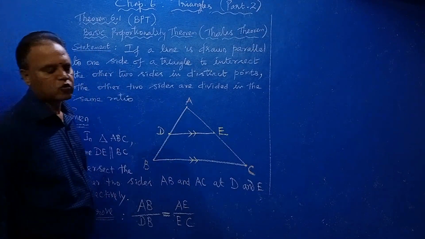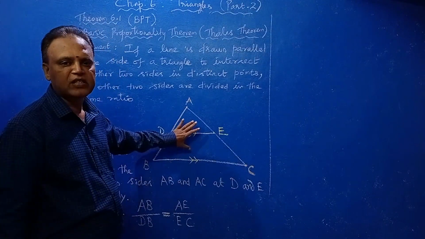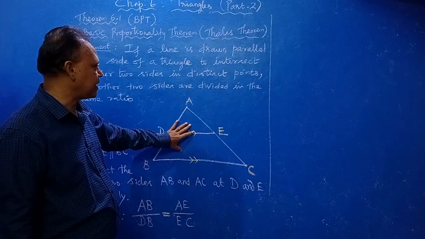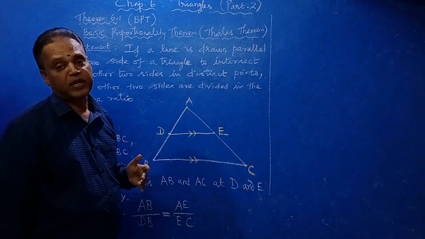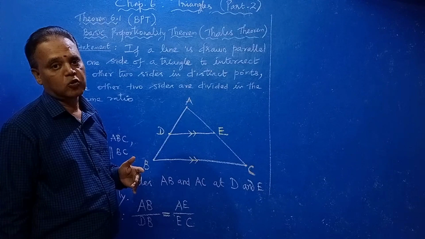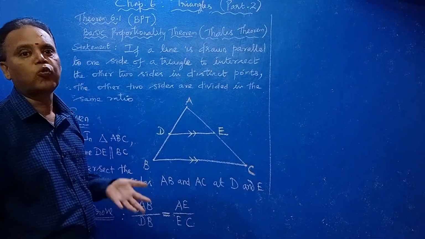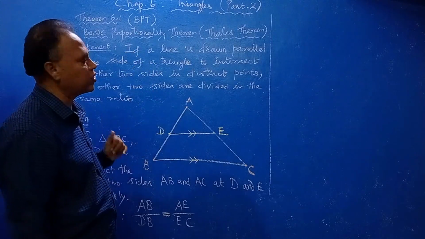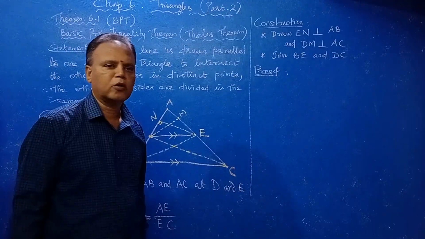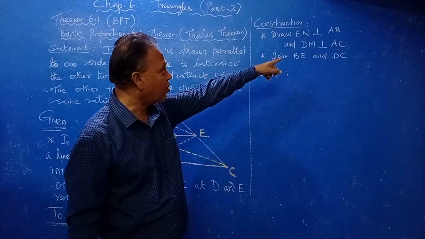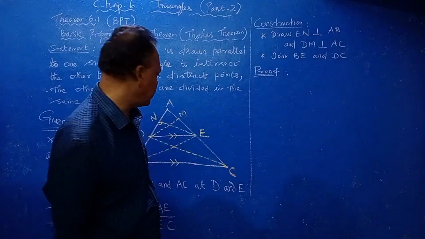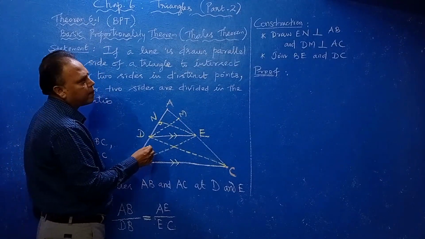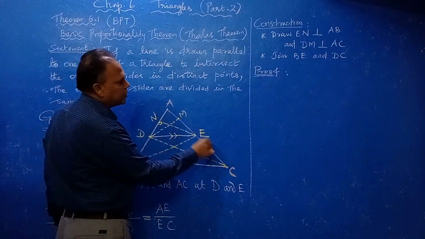Clear? So the diagram is very important. Everything is there in the diagram. If you remember the diagram, you can easily write the statement. Sometimes they will ask: state and prove the basic proportionality theorem. That means you have to write this statement as it is. Now the construction: draw EN perpendicular to AB, and DM perpendicular to AC.